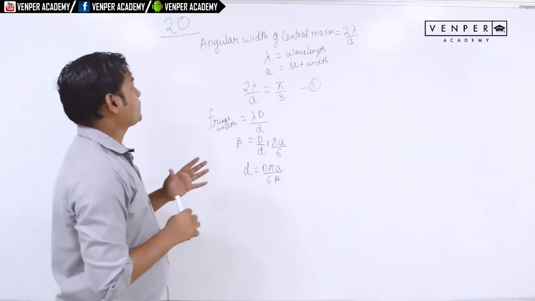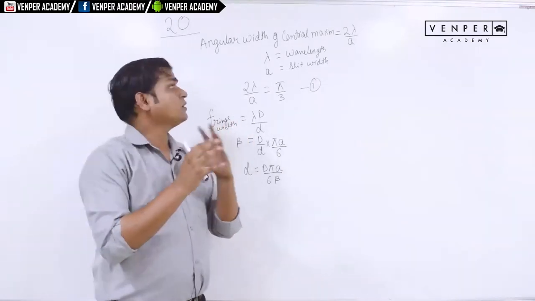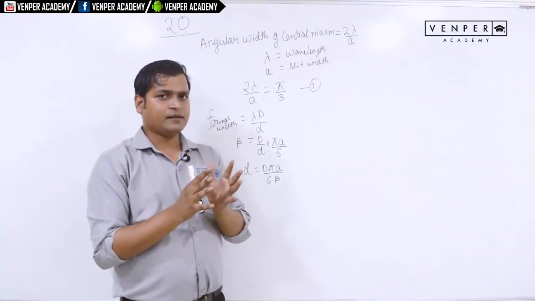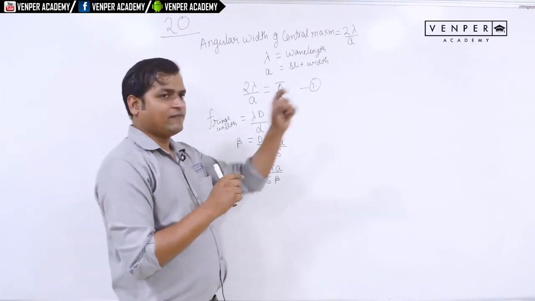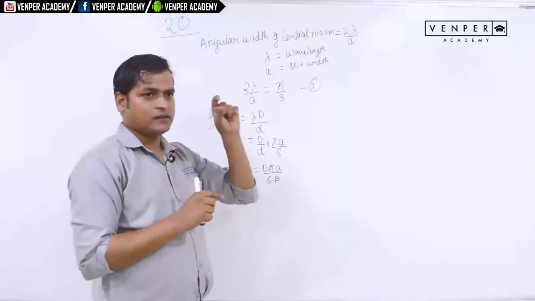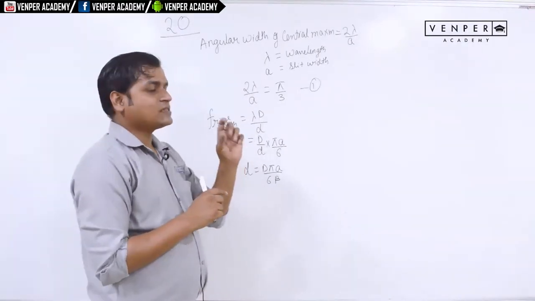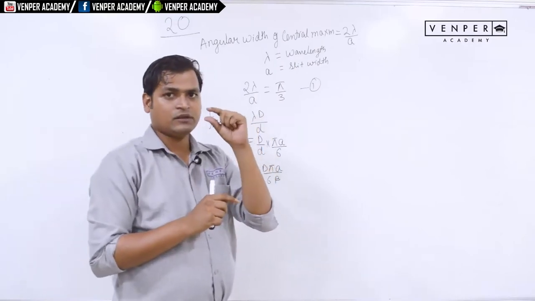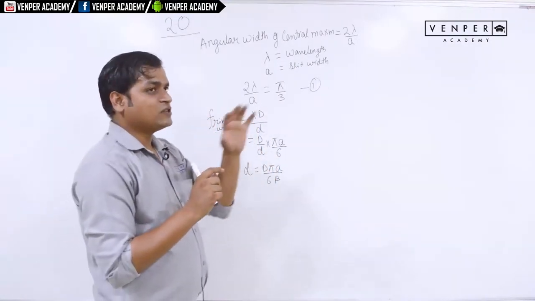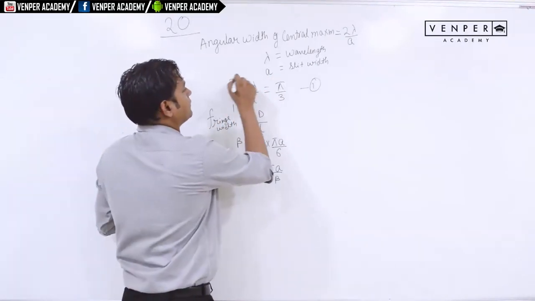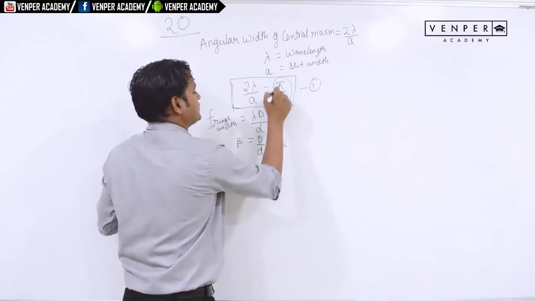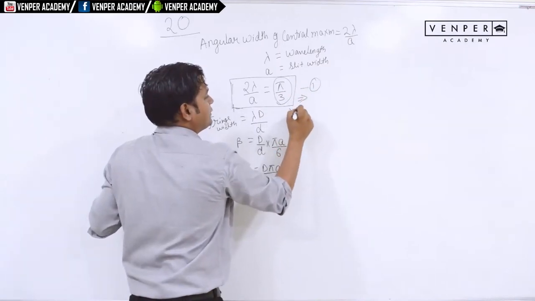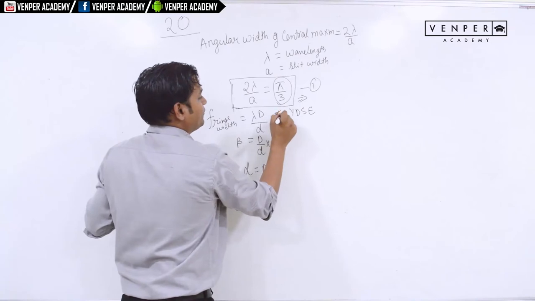Okay, in this question, the angular width of the central maxima is given. It is 60 degrees. And we know that in case of diffraction, if the width of the slit is given, the angular width of the central maxima is 2 lambda by a, where a is the width of the slit. So 2 lambda by a is equal to 60 degrees, or in radians, this is pi by 3.